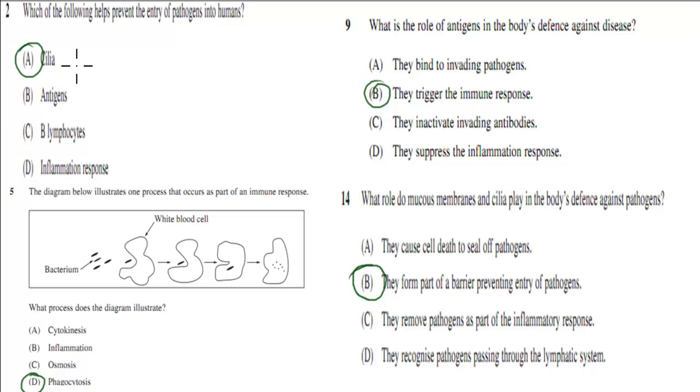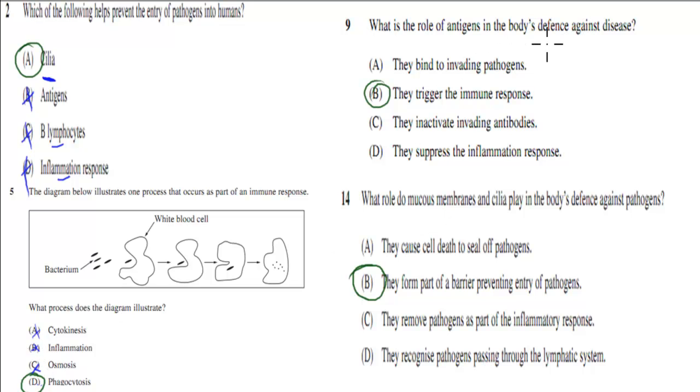Cilia are these hair that push things up. But yeah, they are A, and antigens and lymphocytes and inflammation response are things that do something else. They are the ones who will do the third or the second immune response, not the first one. Phagocytosis was correct. This was when they eat and then digest. And osmosis, inflammation, and cytokinesis are all wrong.